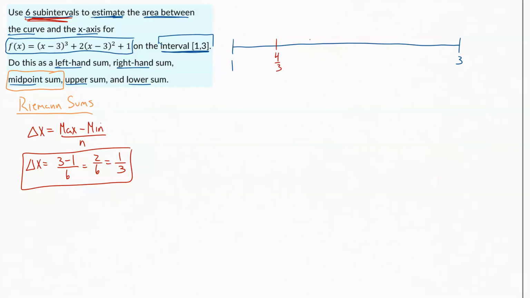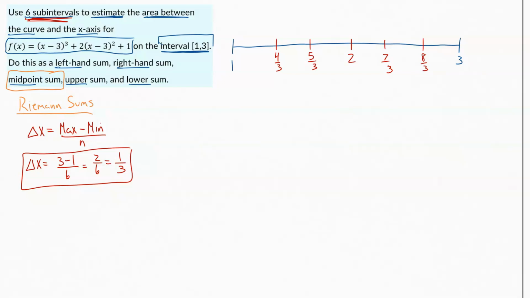I then add 1/3 to that, and I get 5/3. I add 1/3 to that. That would give me 6/3, which is better known as 2. I add 1/3 to that. That would get me 7/3. I add 1/3 to that. That gets me 8/3. And then I add 1/3 to that. That gets me 9/3, which is better known as 3.